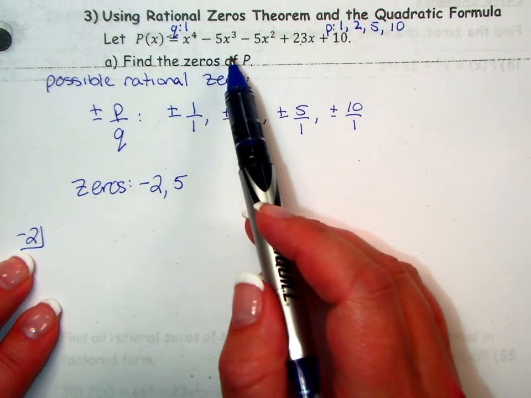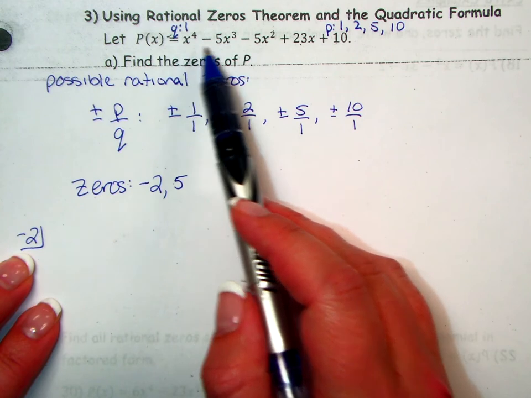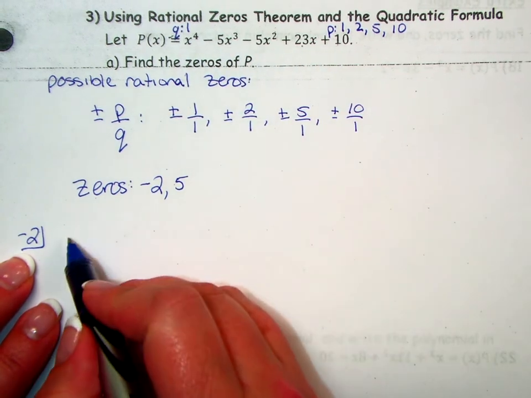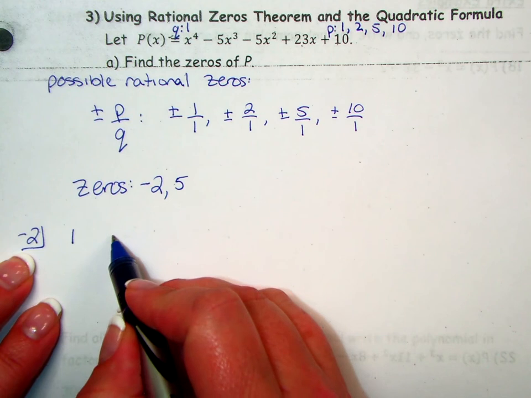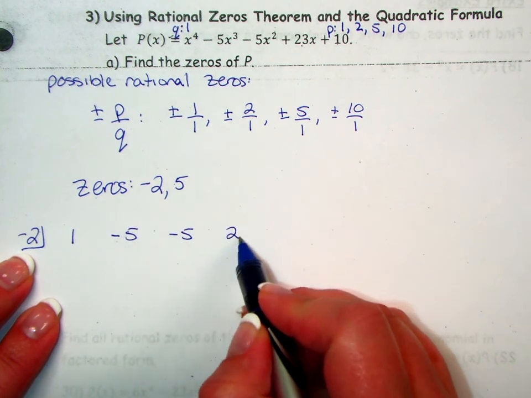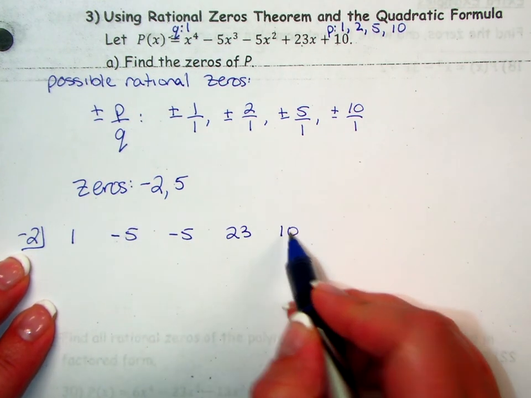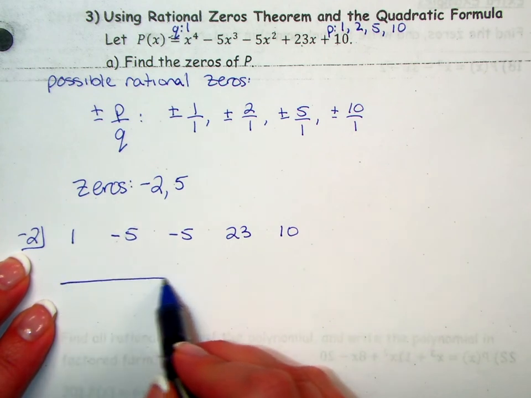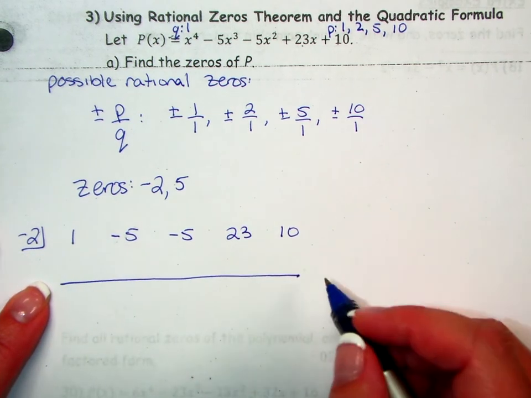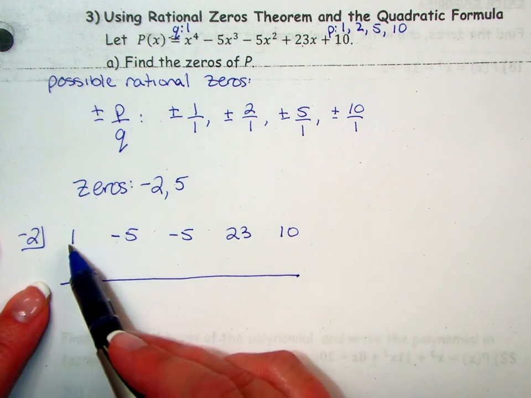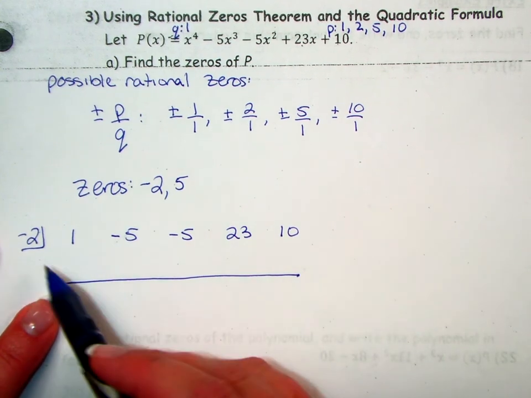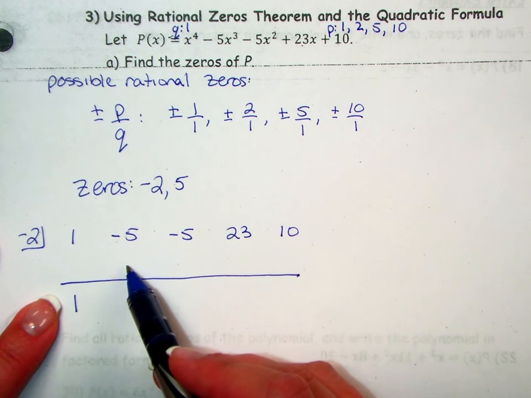So I'm going to list out my coefficients. 4, 3, 2, 1, 0. All right, I don't need any placeholders. So we got 1, -5, -5, 23, and 10. Okay, skip a space, draw a line. Now remember, the first step in synthetic division is to go ahead and add the 1 down. Right? Add down first. Multiply, put it in the next adjacent spot.